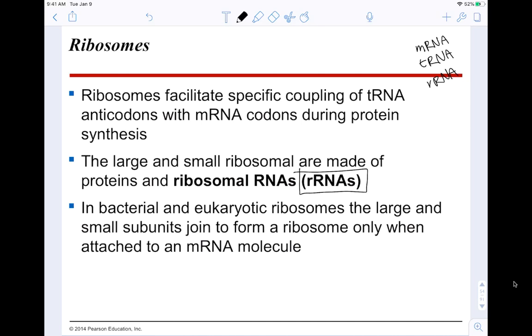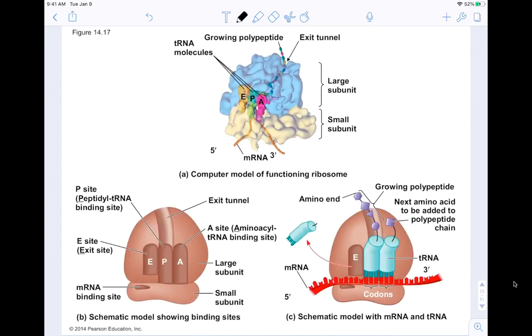So in bacterial and eukaryotic ribosomes, the large and small subunits join to form a ribosome only when they attach to an mRNA molecule. So like I said, the little halves of like our Krabby Patty buns, they don't attach until there's an mRNA molecule there. So this is what the overall process looks like. So like I said, I kind of like to draw them like little Krabby Patties like down here. There's 3 different sites because you're processing 3 different codons. There's 3 different steps.